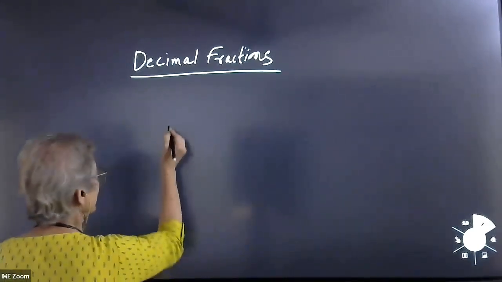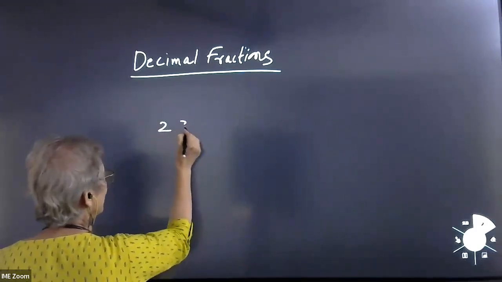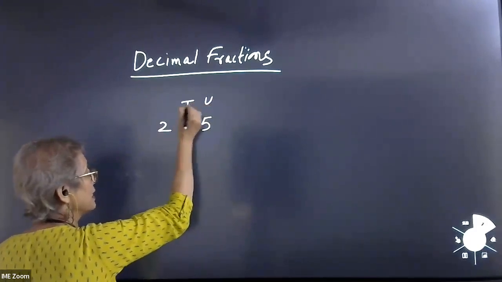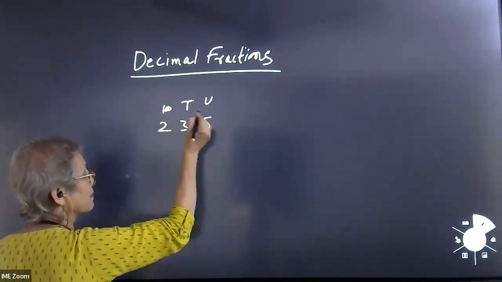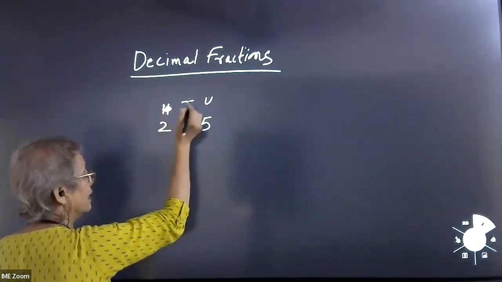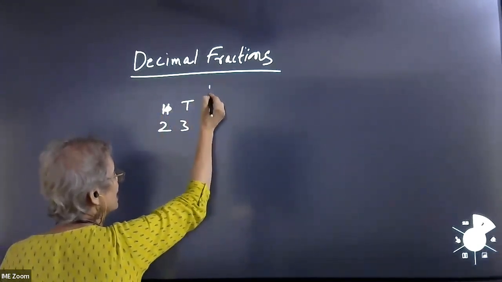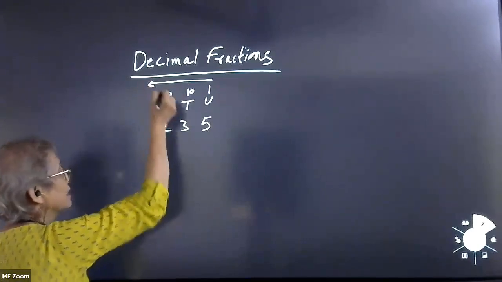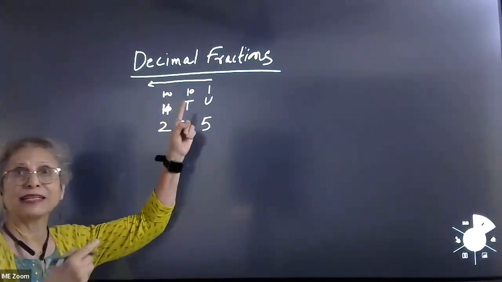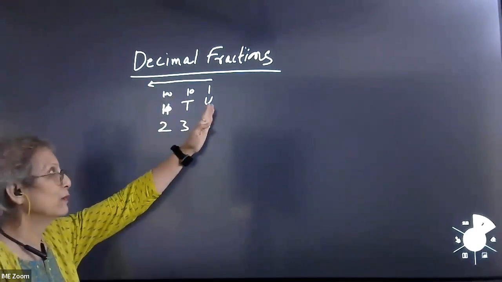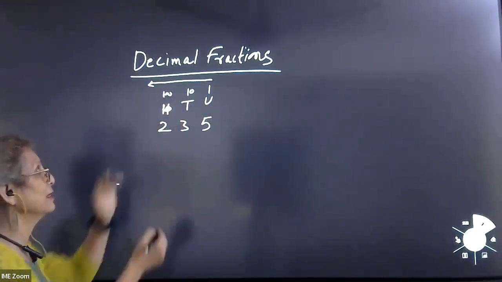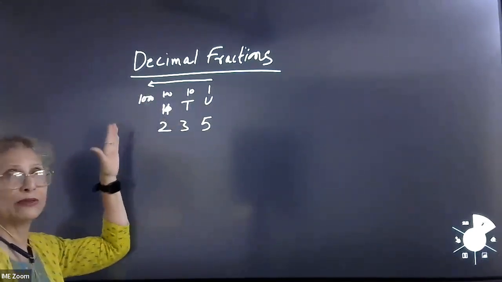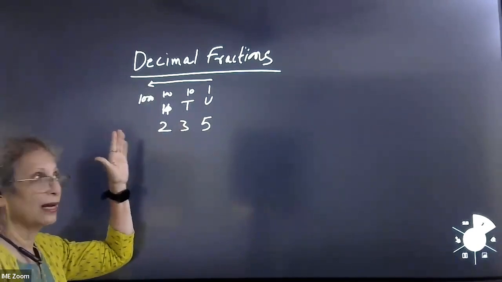So when we write a number, suppose for example, 2, 3, 5. This is our units place, this is tens place, this is hundreds place, right? If you go in this direction, every next place is 10 times the other. 1 into 10 is 10, 10 into 10 is 100, then the next place becomes 1000 and so on. All these are more than one.